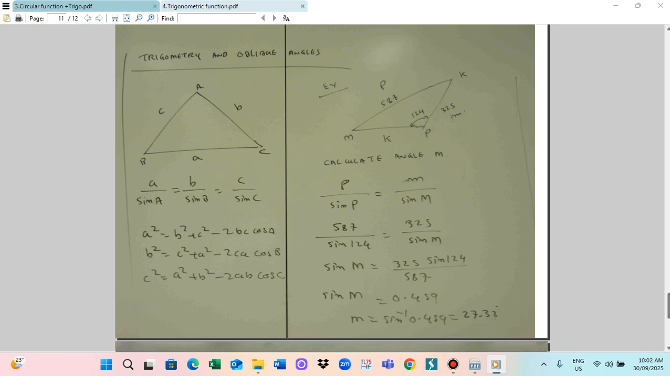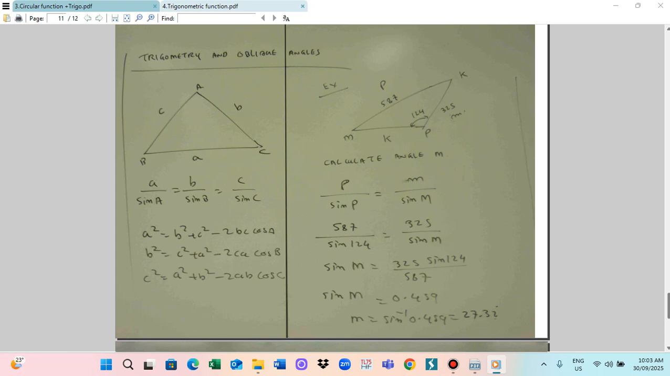And similarly, we can also write the equation a squared is equal to b squared plus c squared minus 2bc cos A. And b squared is equal to a squared plus c squared minus 2ca cos B. And c squared is equal to a squared plus b squared minus 2ab cos C. So this is called the sine rule and cosine rule. We can write it this way.